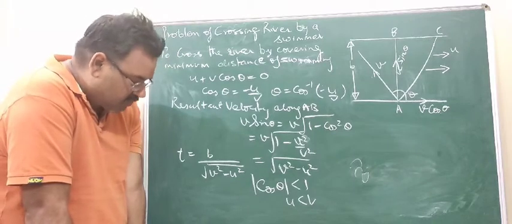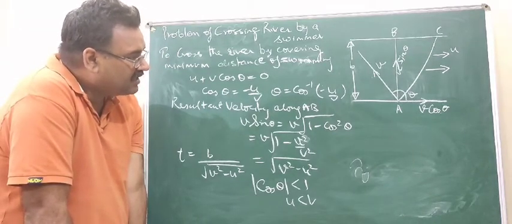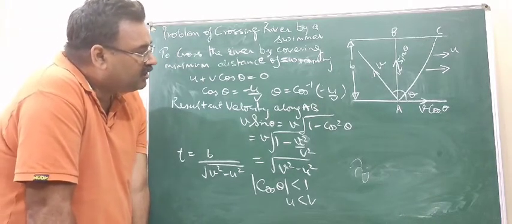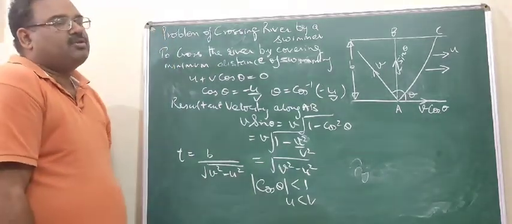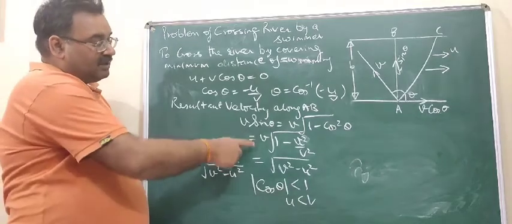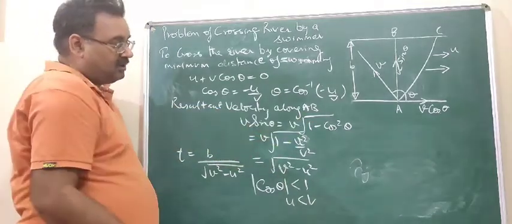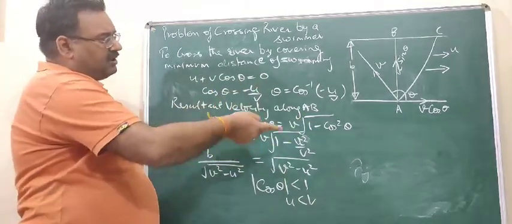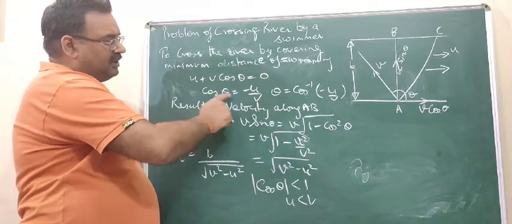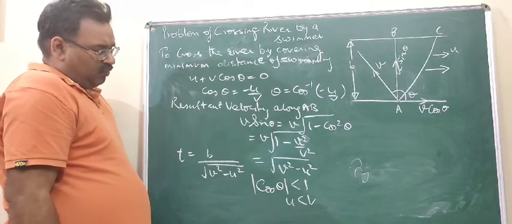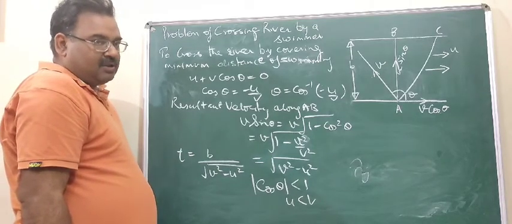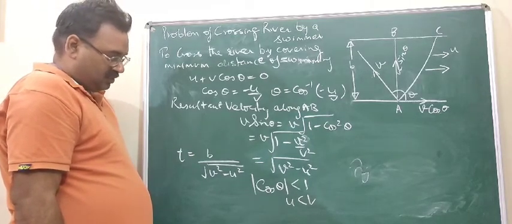So the resultant velocity along AB is v sin theta. Sin theta is root of 1 minus cos square theta. So v sin theta becomes v into root of 1 minus cos square theta, and we substitute the value of cos theta, minus u upon v. So we get root of v square minus u square.